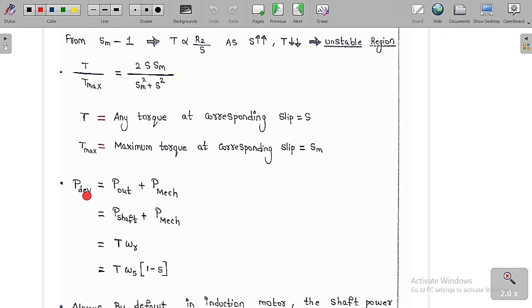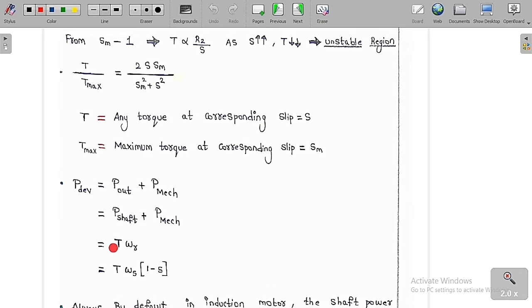So P developed is called the mechanical power developed. You can use the symbol PM or P developed, both are the same. It is equal to output power plus the mechanical power loss, also called the friction and the windage losses. Output power is also called the shaft power. So shaft power plus mechanical loss power is equal to the power developed.